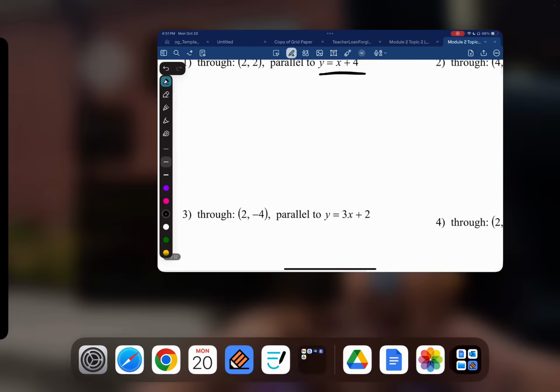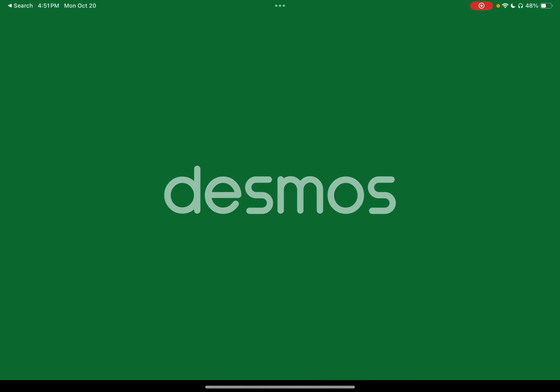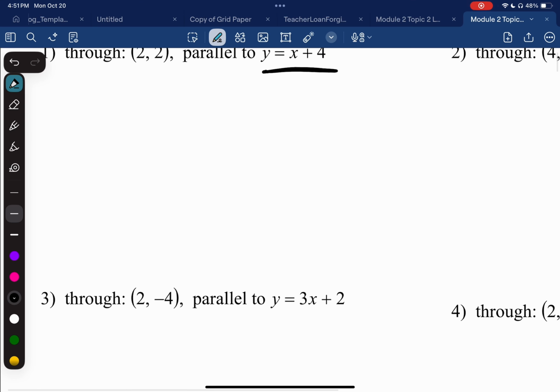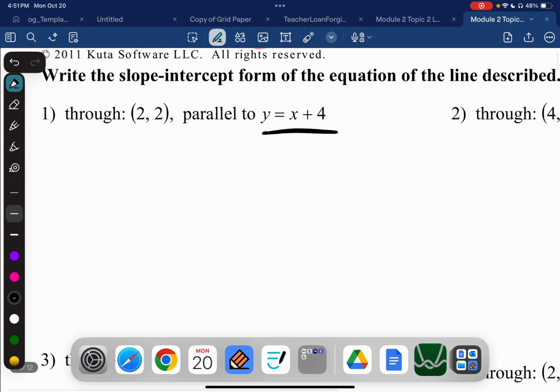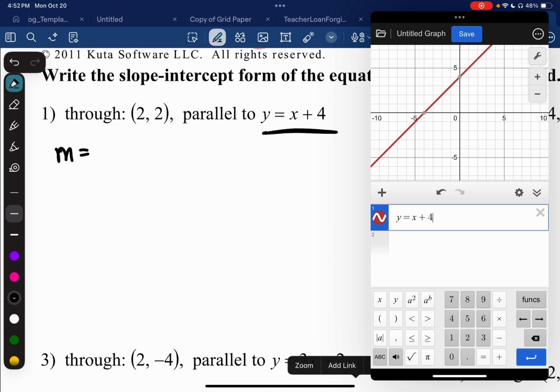Let me pull up Desmos real quick and you guys can see it. If I was to graph this real quick, you have y equals x plus 4. There's my equation right there. We need a line that's parallel. Now, how do we do that? Step one is find my slope. For this equation, my slope is 1. There's a 1 right there, so my slope is 1.